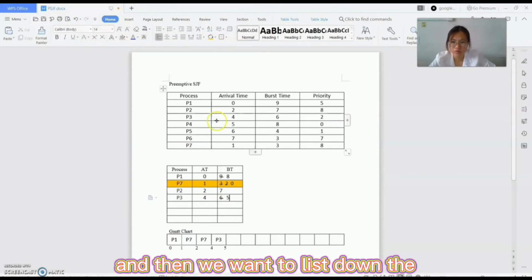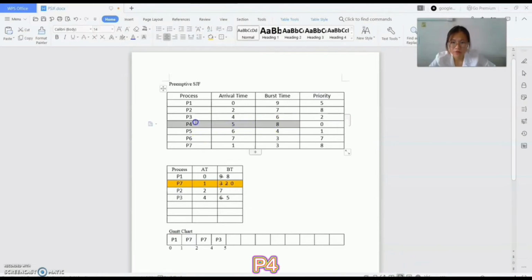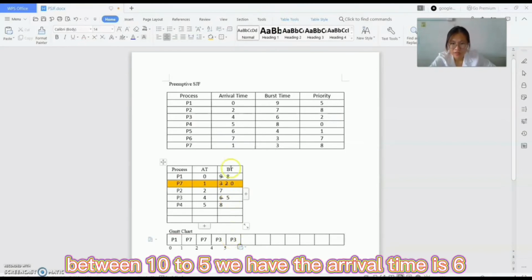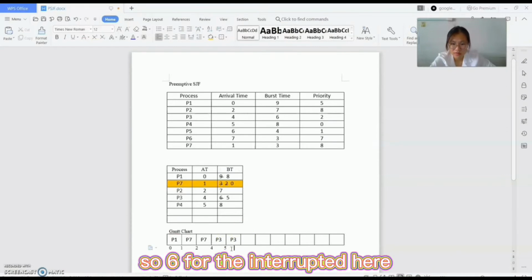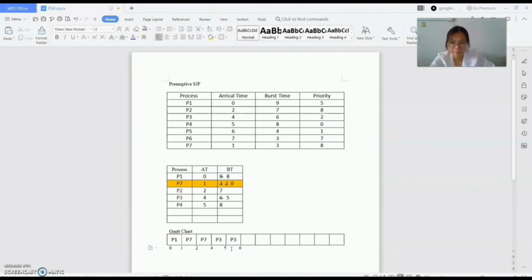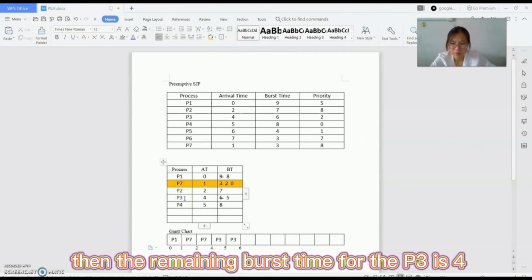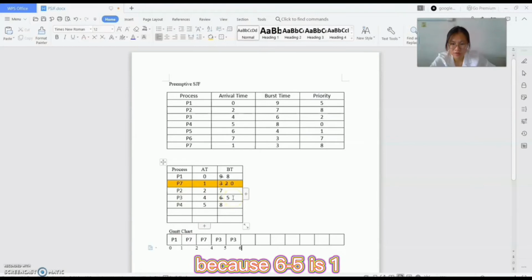And then we need to list down the P4 into the column. For these 4 processes, P3 will be selected. 5 plus 1 is 6. Between 5 to 6, we have the arrival time is 6. So 6 will interrupt here. Then the remaining burst time for P3 is 4, because 6 minus 5 is 1. Then 5 minus 1 is 4. So P3 was left with 4.